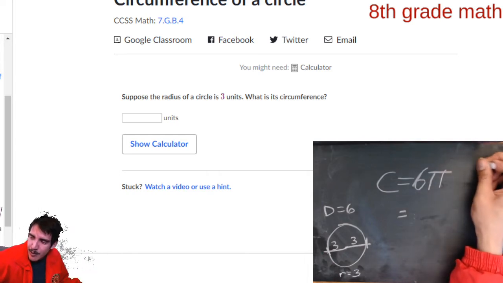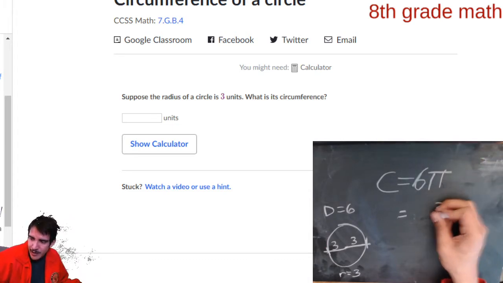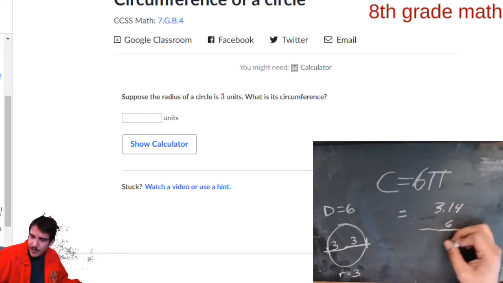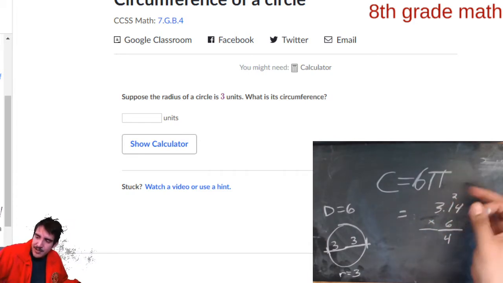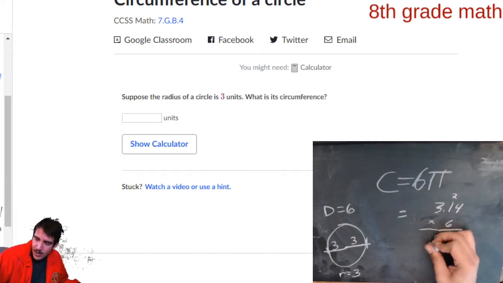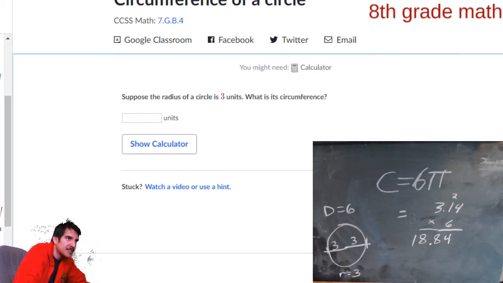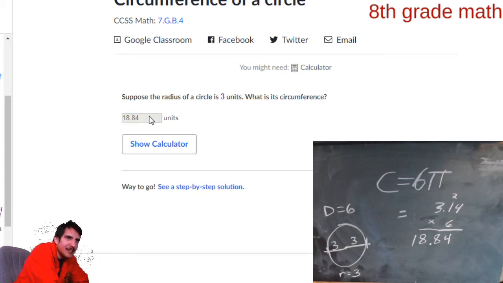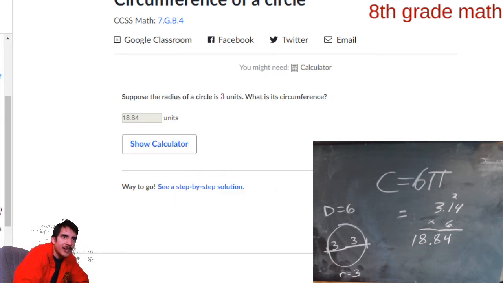Well, pi is 3.14, right? I guess we got to do this by hand. We don't have to do it by hand, but I just want to. So 3.14 times, what was it, 6? 6 times 4, 24, carry a 2. 6 times 1 is 6, plus 2 is 8, and then put a decimal, and then 6 times 3 is 18. 18.84 units. Doing math by hand is actually quite easy, quite relaxing. And also, I think there's a calculator, so you could use their calculator if you want.